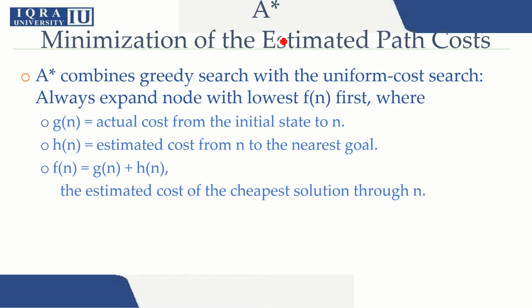Okay, so A*, what is it doing? It's combining greedy search with uniform cost search. So again, the idea of A* search is always to explore the lowest cost node first.